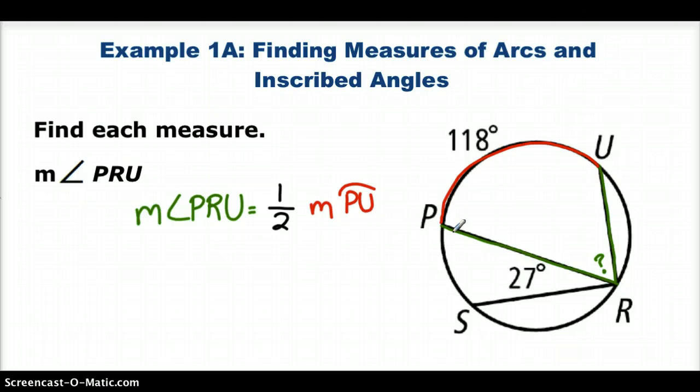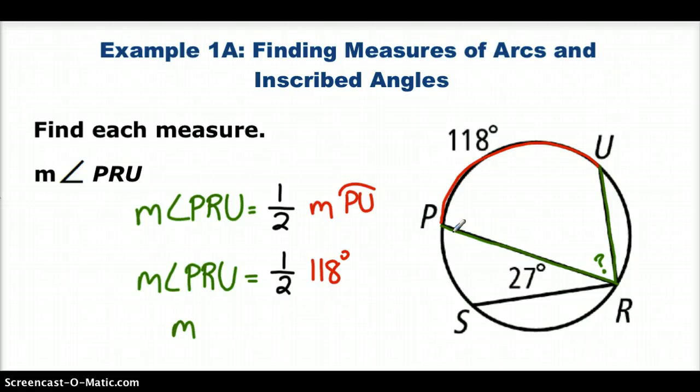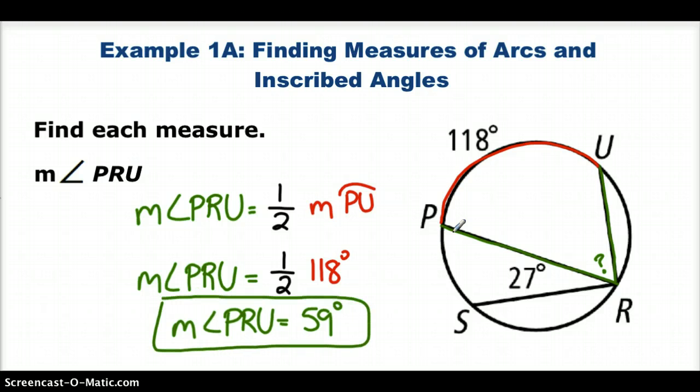Now let's look at the information that we know. Again, we know arc PU is 118 degrees. So I'm just going to say now that the measure of angle PRU is going to be equal to 1/2 multiplied by 118 degrees. You can go to your calculator at this point if you really want to, or you can just do this in your head. I would recommend checking your answer with your calculator. But we can say now that the measure of angle PRU is equal to 59 degrees, and this would be our final answer.